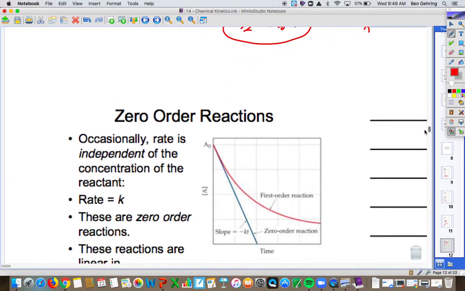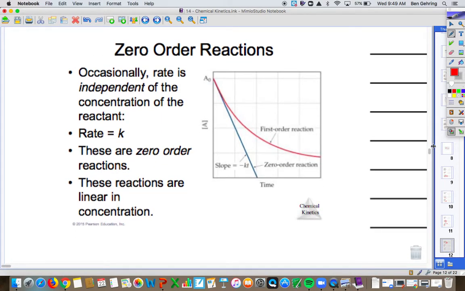The last little bit today, we're going to talk zero order. There are some reactions where the rate is independent of the concentration of the reactant. So it doesn't matter what my concentration is, my rate is always going to be the same. In this case, your rate is going to be equal to k, which makes life really easy. So rate equals k in these reactions. These are zero order reactions, and these are linear in concentration. So my rate's going to be here. My concentration is going to be linear all the time. Concentration over time is going to be linear. That's going to be my k.